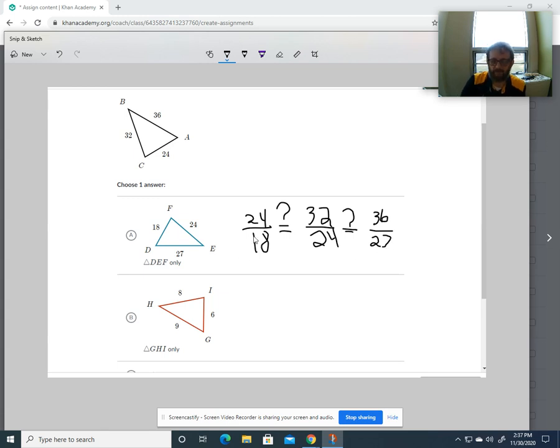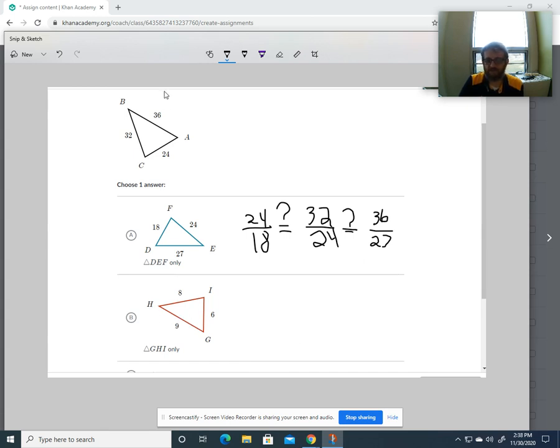Well, this reduces to 4 over 3. They are both divisible by 6. This one reduces to 4 over 3. They're both divisible by 8. And this reduces to 4 over 3 because they're both divided by 9. So that one works. Okay, so they're doing the same setup here.